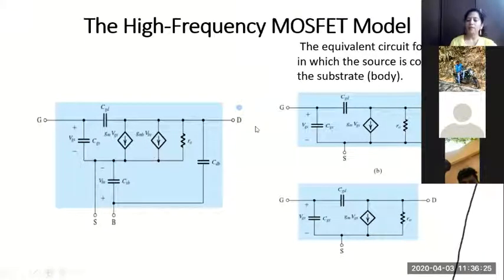So this capacitance is absent, this current source is absent, and R naught is there as usual, and this CDB will be there. B and S are the same terminal, so CDB is now between drain and the source. You can also call it CDS. Whether I call it CDS or CDB, it's one and the same because S and B are common. So this is our equivalent simplified model.